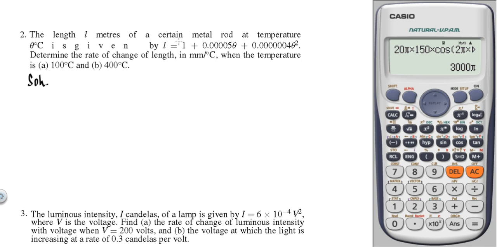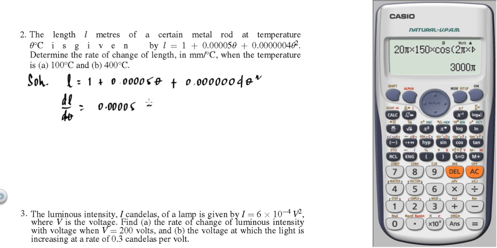Okay, for your solution here, write the equation L is equal to 1 plus 0.00005 theta plus 0.0000004 theta square. Okay, so what is the derivative of L with respect to theta? So we have here derivative of 1 is 0, and derivative of this is 0.00005 plus this one is 0.0000008 theta. Okay, 4 times 2, we have here 8 and theta.